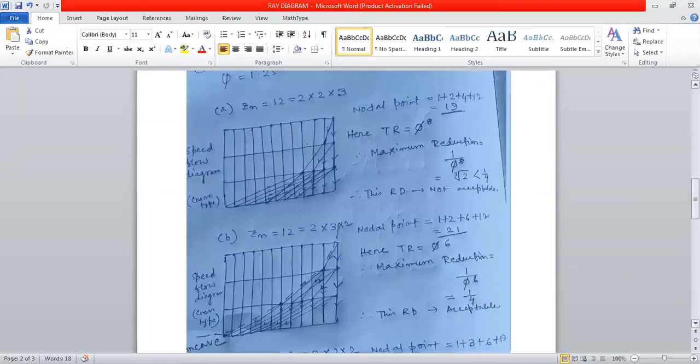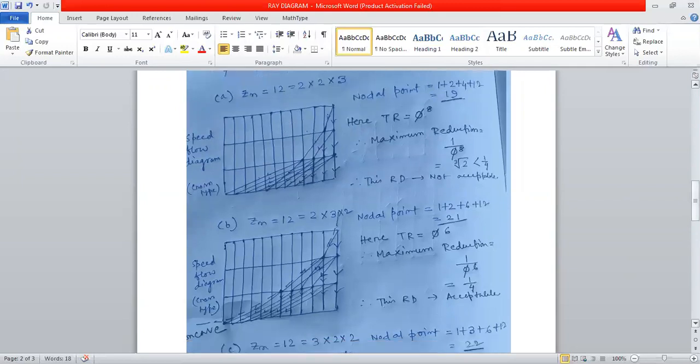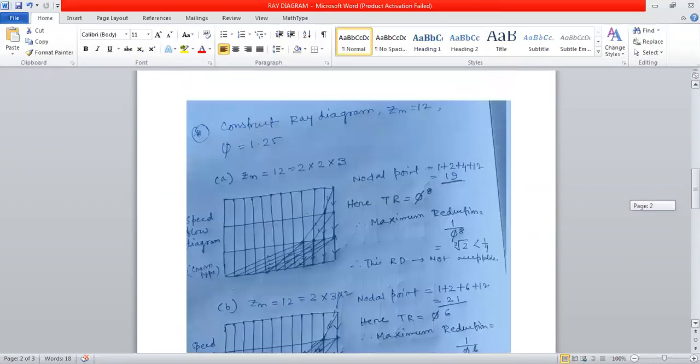Finally, the ray diagram will be constructed in this way by the step-by-step procedure. Okay, in the next video lecture, I will teach how to construct these ray diagrams with these specific problems. Thank you, students.